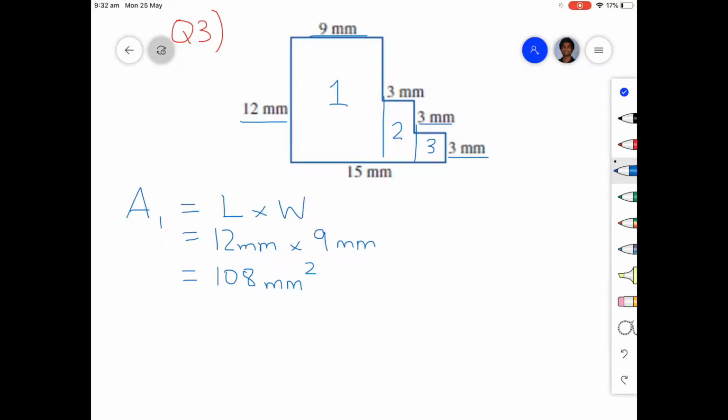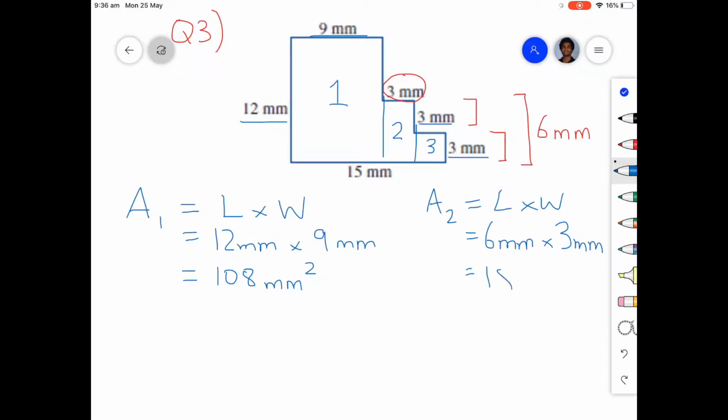Now we can do the same thing for our second area. So area 2. Once again, we know it's a rectangle, so we'll have length times width. Now the length of this shape, so the vertical height of the shape, as we can see on the right, we have 3 millimeters from here to here, and another 3 millimeters from there to there. So our total length will be 3 millimeters plus 3 millimeters. So we know the length of that second rectangle is 6 millimeters, and the width is 3 millimeters. So showing our working out, we have 6 millimeters times 3 millimeters, and 6 times 3 is 18, and our units will be millimeters squared.